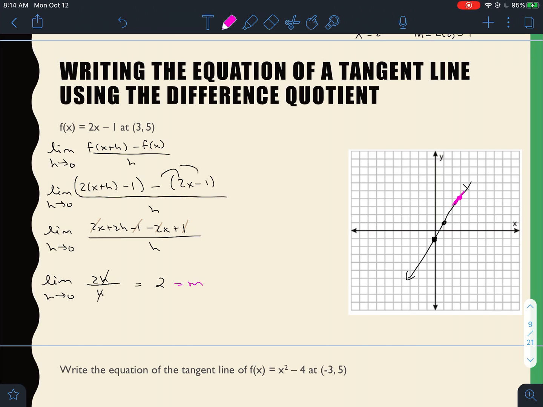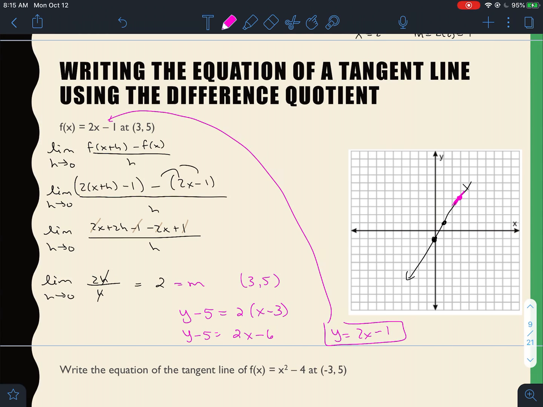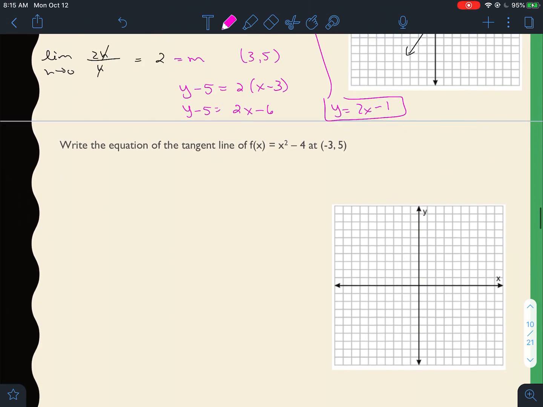And so that's my slope of my tangent line, and then I want it to pass through the point (3, 5). This would be y minus 5 equals 2 times x minus 3. And that would be the equation of the tangent line at that point, which is also just going to be the equation of the line because it is a line. So if I distributed this out, I get 2x minus 6, add the 5 over, and you get y equals 2x minus 1, which is the same thing as the original function because since it's a line, the tangent line is just going to fall directly on it. Let's look at the next one.